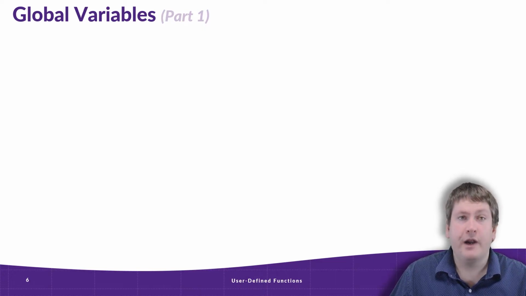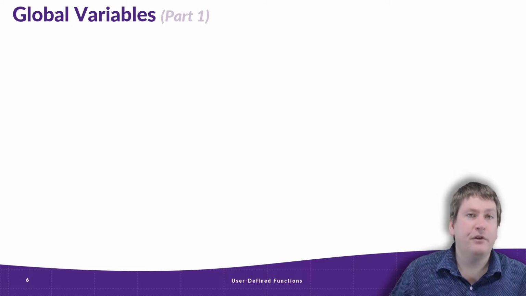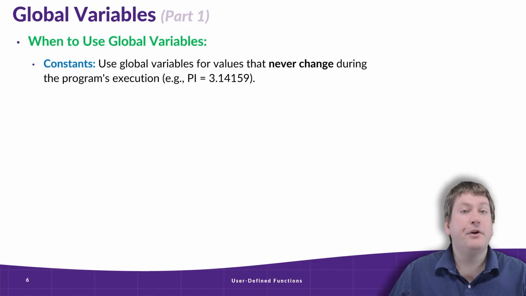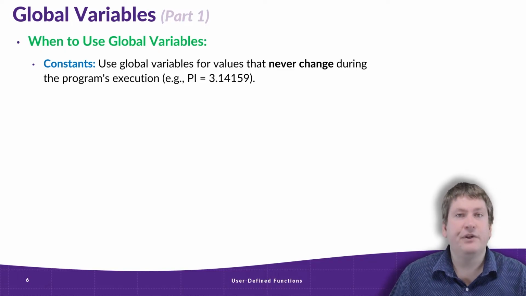Now, we should talk a little bit more about global variables because this is a common problem area for new programmers. It's important to know when to use global variables and when not to use global variables. So some good uses of global variables are things like constants. These are values that never change.